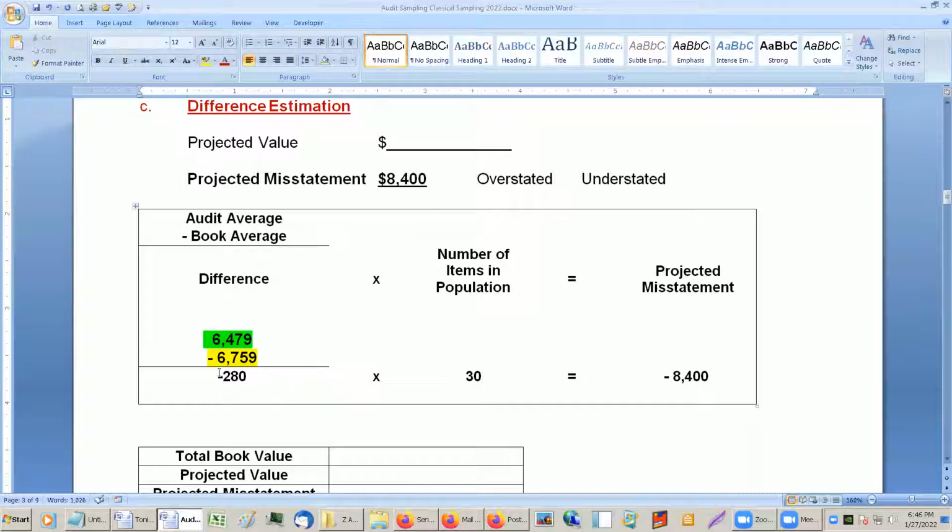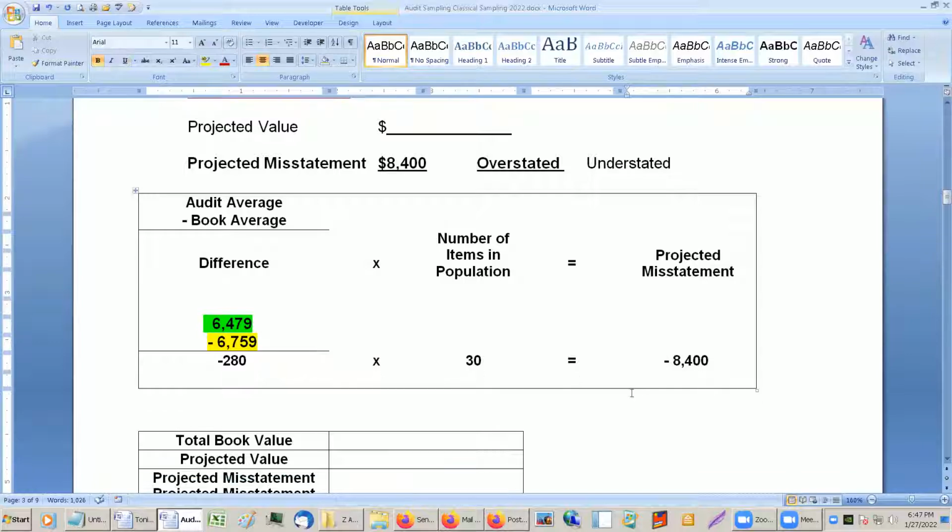So we're saying they need to take off 280 for each. It was understated. Actually, it's overstated. We're saying that they have to take off the 280. It's kind of a funny way to look at it, but yeah. So we're saying that they need to take off 8,400 off of their book value. So this projected misstatement of 8,400.